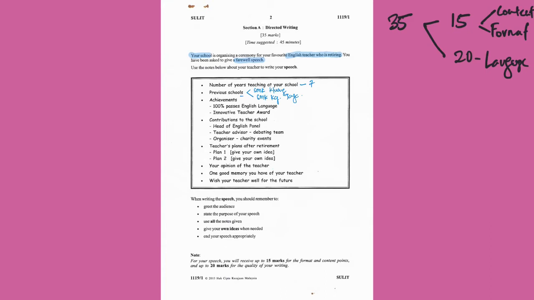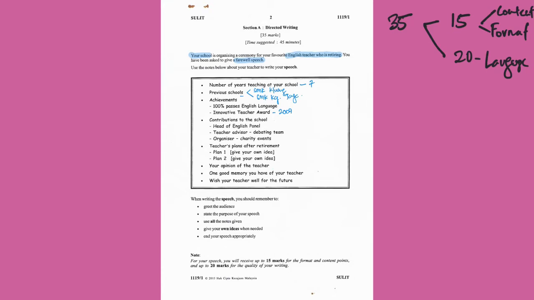The next point would be 100% passes English language. So this one is complete. You have to just put it in a sentence. And then Innovative Teacher Award, maybe you want to say the year 2007. Up to you. Or maybe every year if you fancy that.